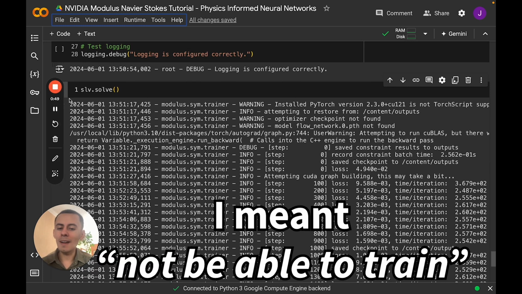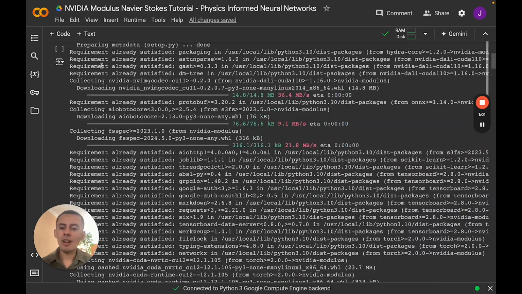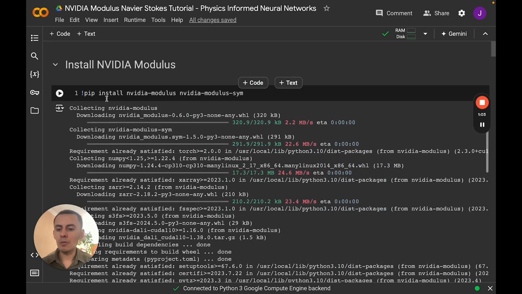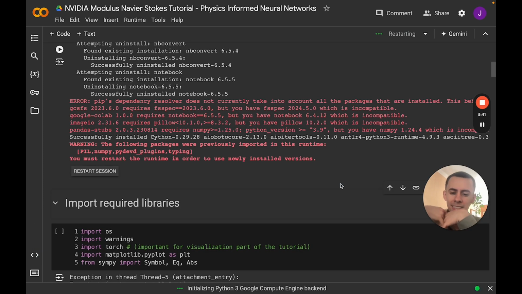I showed you how the output files look. They just look the same all the way down. But I'm going to load files from previous simulations that I had. So I'm just going to install NVIDIA Modulus still, but I'm not going to run any simulation. Okay, so I installed the library again. This time I'm not using a GPU backend.